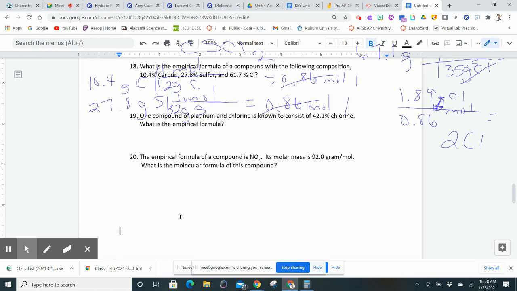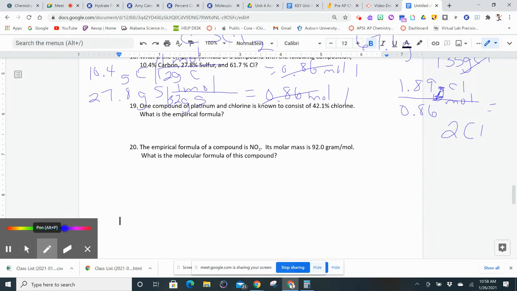Okay, let's look at 20, because 20 is different. 20 says the empirical formula of a compound is NO2, its molecular mass is 92 grams. What is its molecular formula? All right, well, to do that, I need to compare the mass of the empirical formula to the mass of the molecular formula. Because remember, they're related by their ratio. The empirical formula is the smallest whole number ratio, but the molecular formula is the actual ratio. So what would be the mass of nitrogen and 2 oxygens? Nitrogen is 14, 2 oxygens is 32, so 46, right?